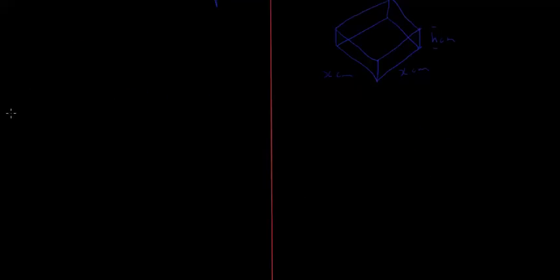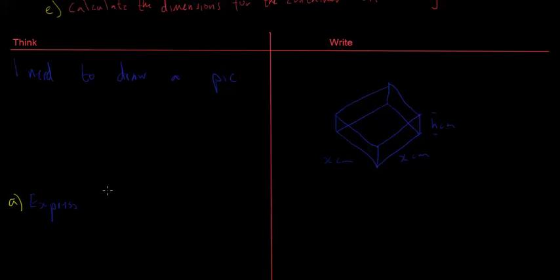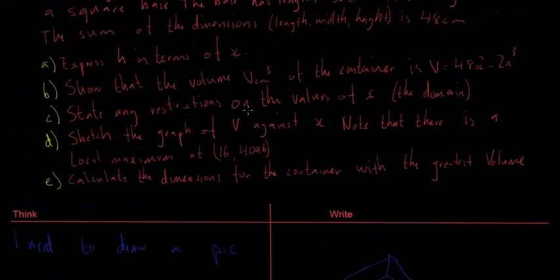So now looking at part A, in part A we need to express h in terms of x. How do we do that? We need to use the information within the question often to answer these questions. We need to also pull out prior information.